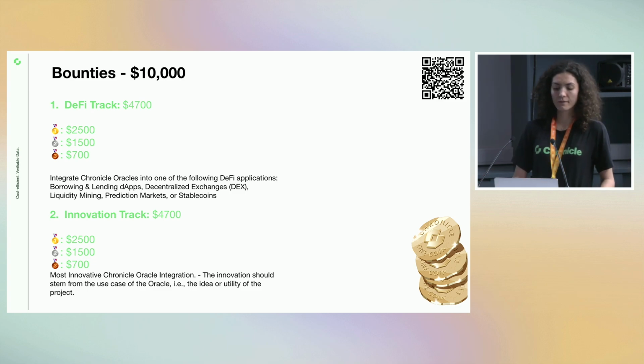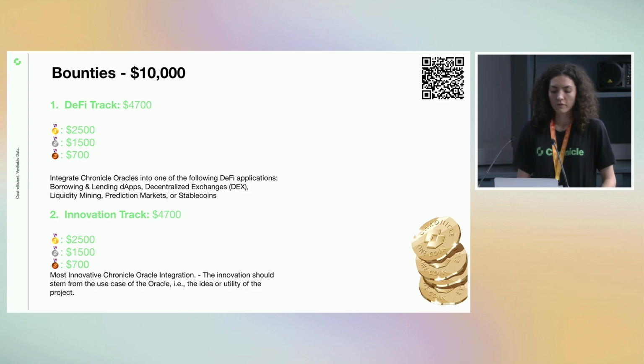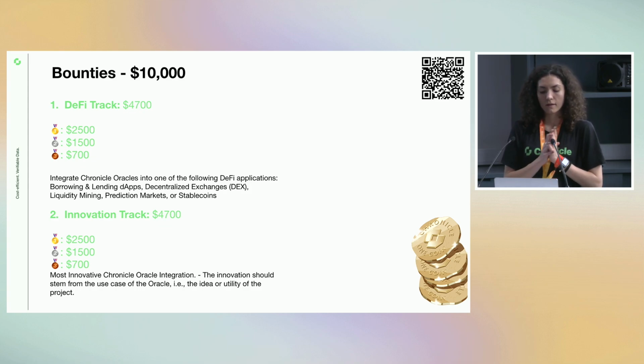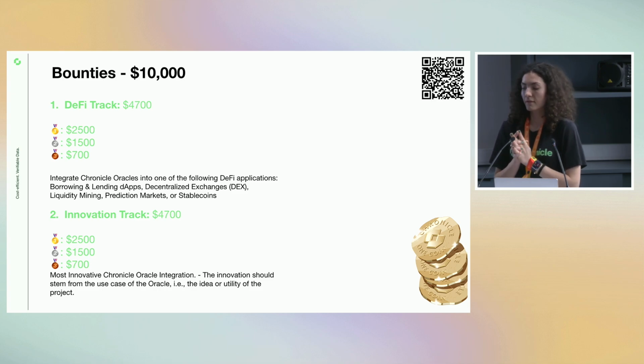The first one is the DeFi track. Here, pretty much any sort of DeFi integration qualifies. So if you want to integrate our Chronicle oracles for use cases such as borrowing and lending apps, decentralized exchanges, liquidity mining, prediction markets, stable coins, etc.